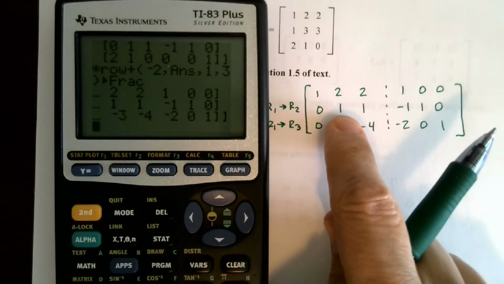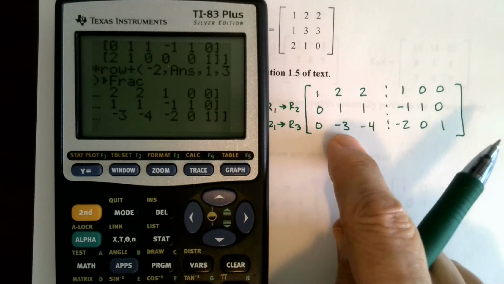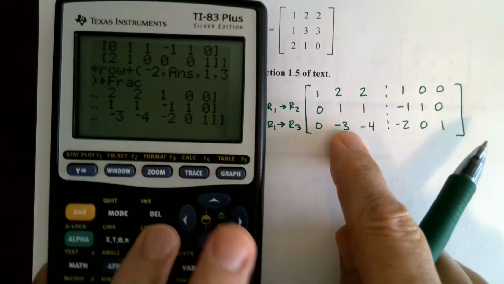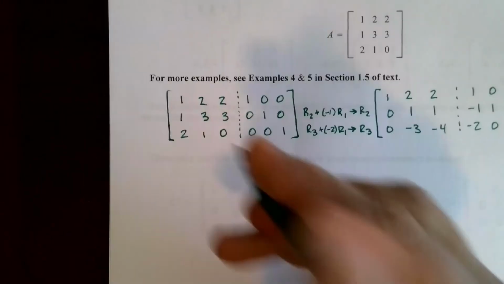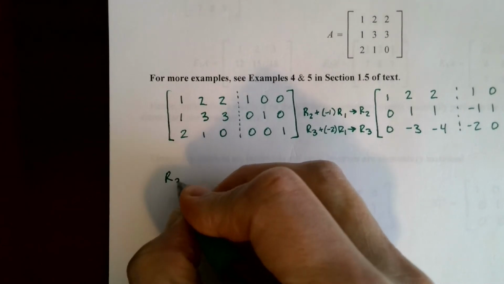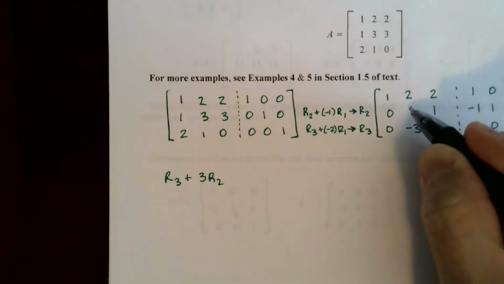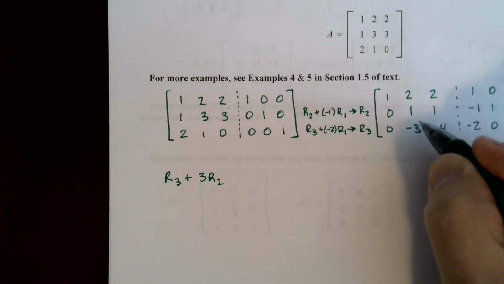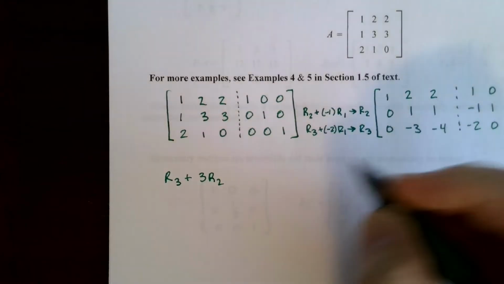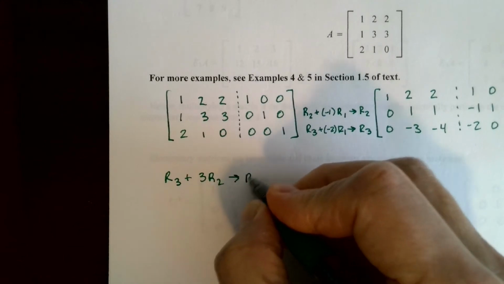Okay. Now what? I need a 1 right here. Hey, we're lucky. We got a 1 right there. So what do I do now? I'm going to get a 0 beneath it. All right, and how am I going to do that? I'm going to take row 3, and I'm going to add 3 times row 2, because that's where my pivot 1 is now. I'm going to add 3 times row 2 to it to get a 0 here, and replace row 3 with that.